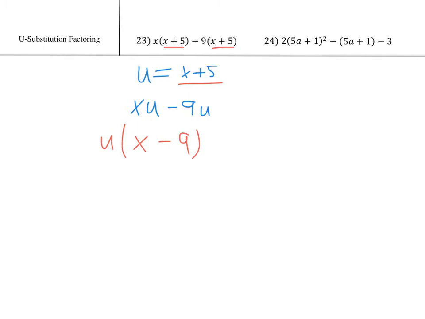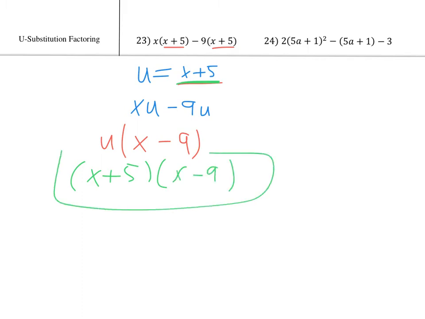I don't see any more factoring I can do. And I'm not done with the problem now, because remember, u is a made-up thing. It's not really part of this question, and so once I'm done factoring, I'm done with u. And so my last step is to plug back in what was u originally. Oh, u was x plus 5. So now I'm going to say x plus 5 times x minus 9. And I am done. Now you can see I'm factored here because I have 2 parentheses that are multiplying by each other instead of subtracting.